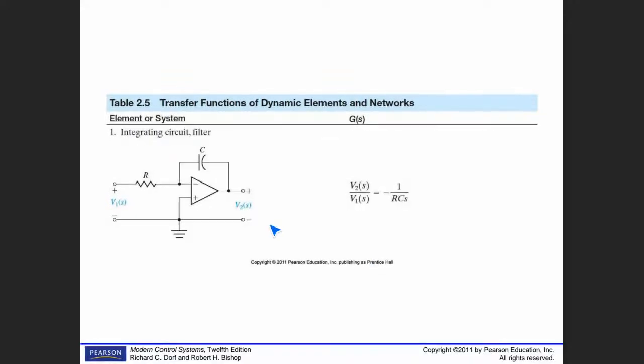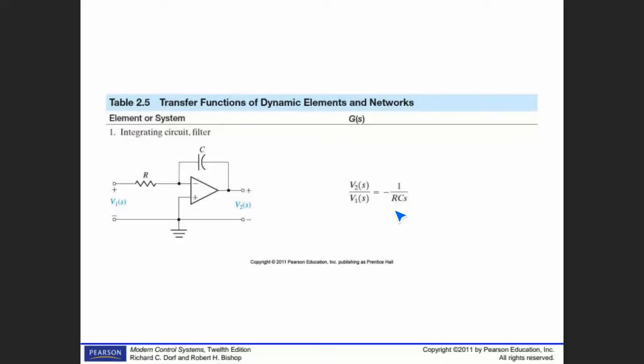That one is output, this one is input. But this amplification, this actually comparison device, there is a resistance and there are input-output connected capacitors. If you have a network like this, the transfer function of this one is equal to minus 1 over RCS. Integrating, it's called integrating circuit.